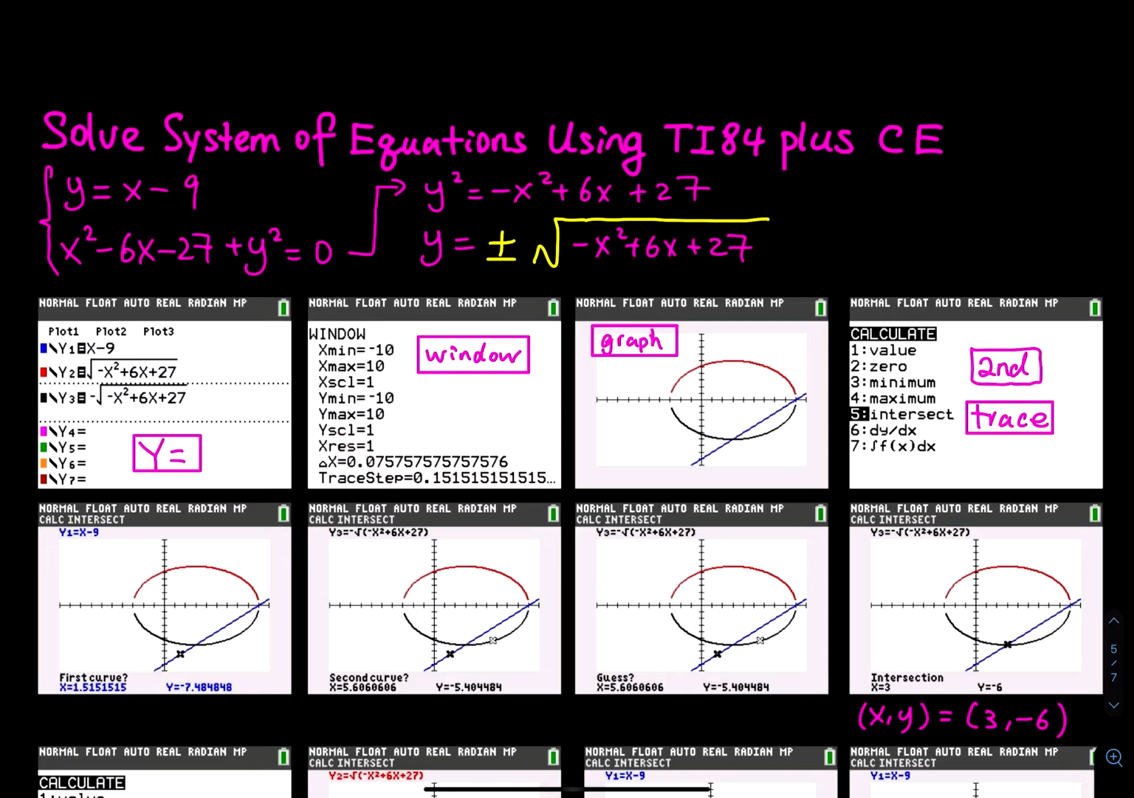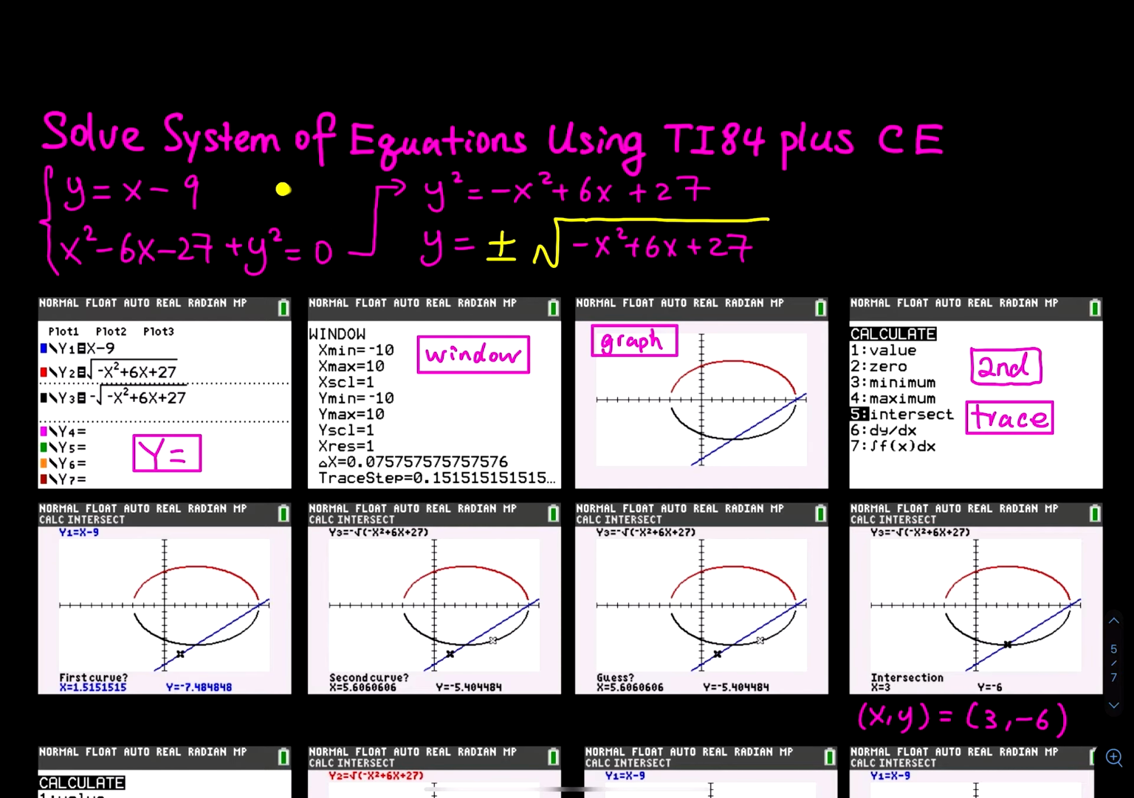Let me teach you how to solve a system of equations using the TI-84 Plus CE. So here is our system. You have y equals x minus 9, and the second equation is x squared minus 6x minus 27 plus y squared equals 0. So let's take a step back.